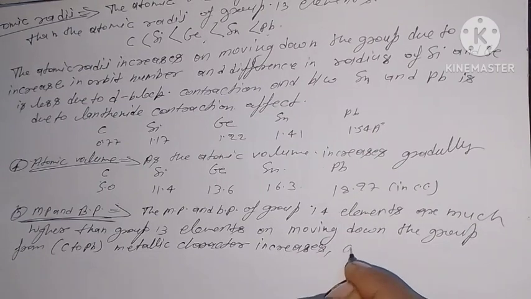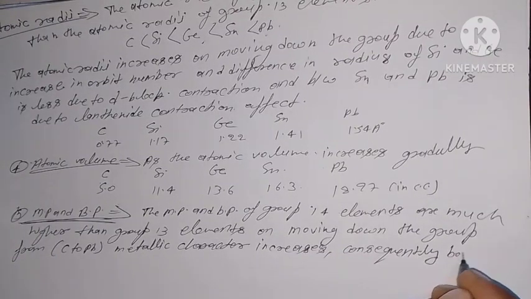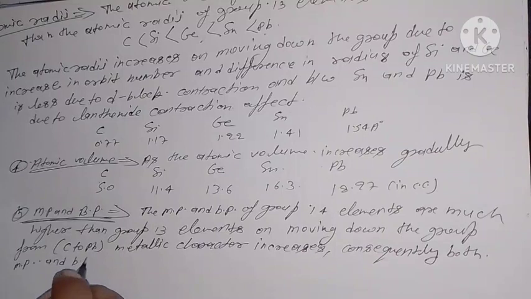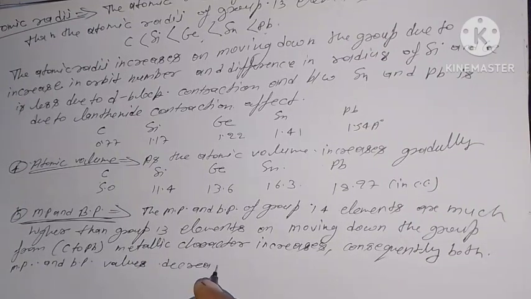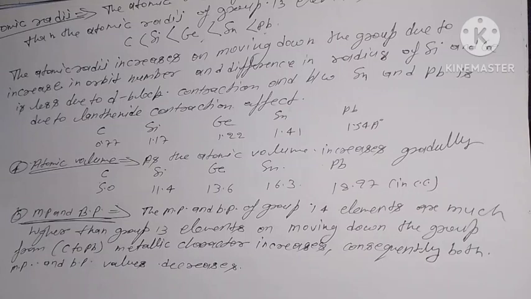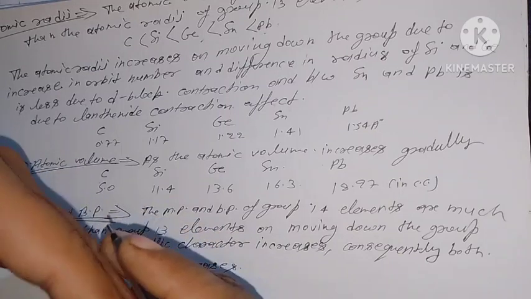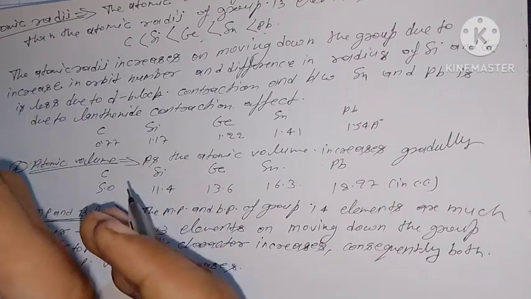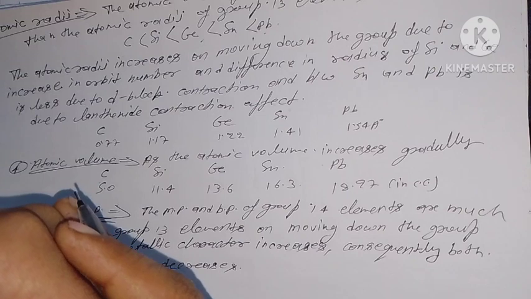Consequently, both melting point and boiling point values decrease. The elements of group 14 can form 4 covalent bonds. Thus, there are strong binding forces between the atoms. Hence, the melting and boiling points of group 14 elements are much higher than group 13 elements. And moving down the group from carbon to lead, metallic character increases. Consequently, both melting and boiling point values decrease.